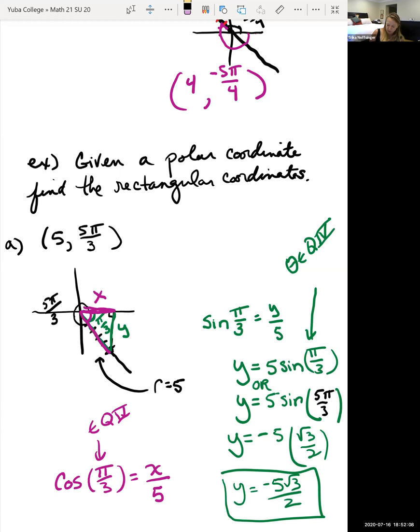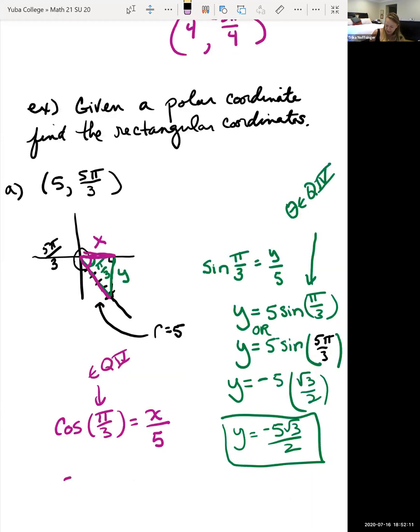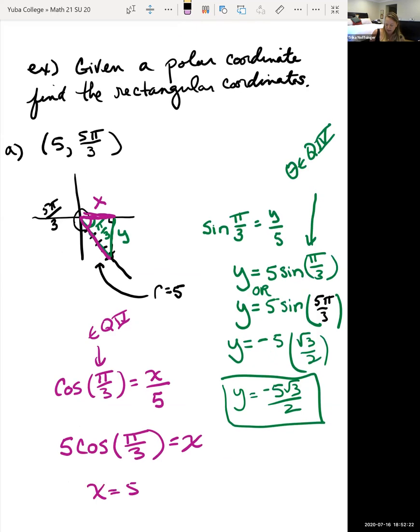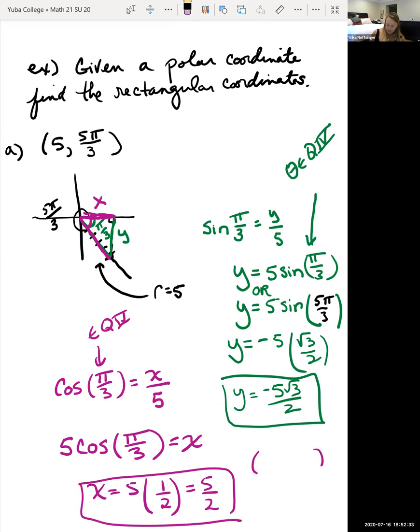So we multiply both sides by 5. So we have 5 cosine of pi thirds equals x. So x is equal to 5 times cosine of pi thirds, which is 1/2. So this is equal to 5/2. So our point that would get us there is 5/2, and x has to be positive because it's in the fourth quadrant. And then our y value was negative 5 root 3 over 2.